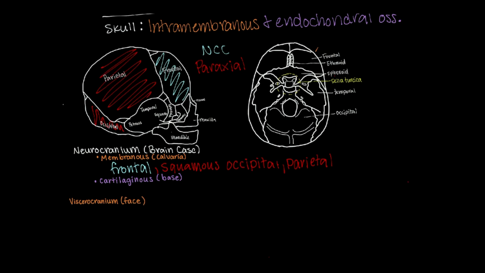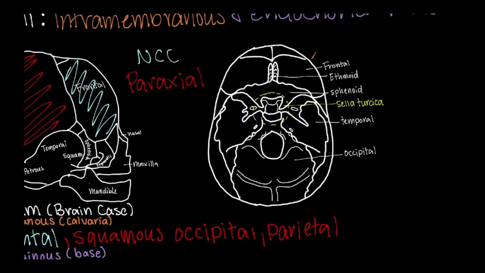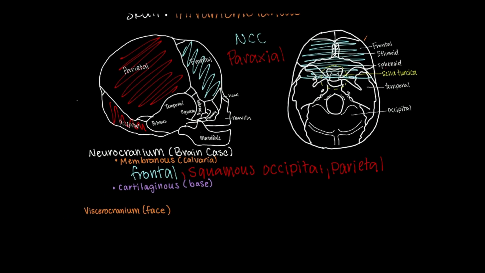So here's that parietal bone and then the occipital bone right there. The cartilaginous part, or the base of the skull, is going to be derived from specifically the anterior part. So we have the sella turcica right here in yellow. This is that sella turcica. Anterior to the sella turcica, so this is anterior and this is posterior, these bones are going to be derived from neural crest cells. That will include the sphenoid bone and the ethmoid.